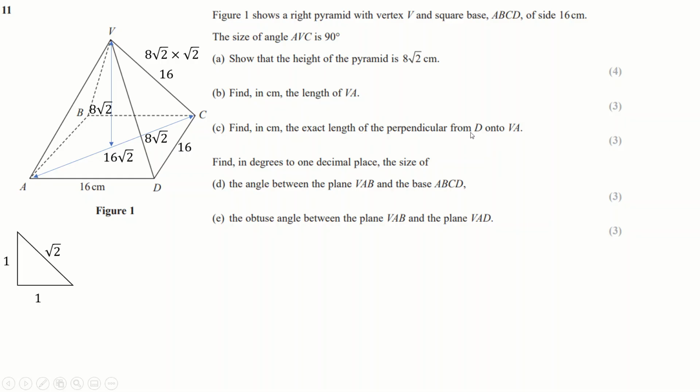Final length of D to VA perpendicular. So D to VA such that I make a right angle when I meet it. Okay, now this one seems a bit weirder, but what you notice is that this is 16, but also this diagonal is 16. So all of these triangles are actually, well, technically isosceles, but they're equilateral. They all have all three sides 16.